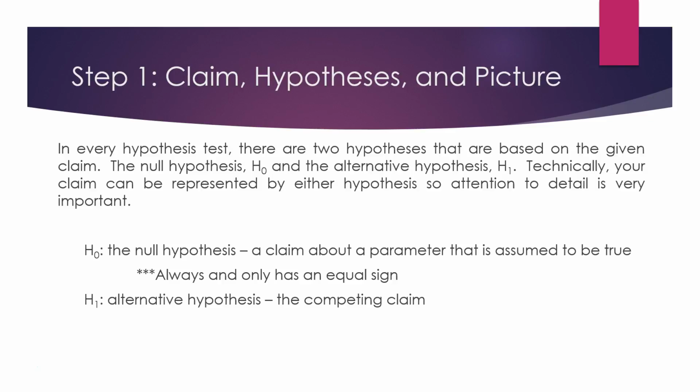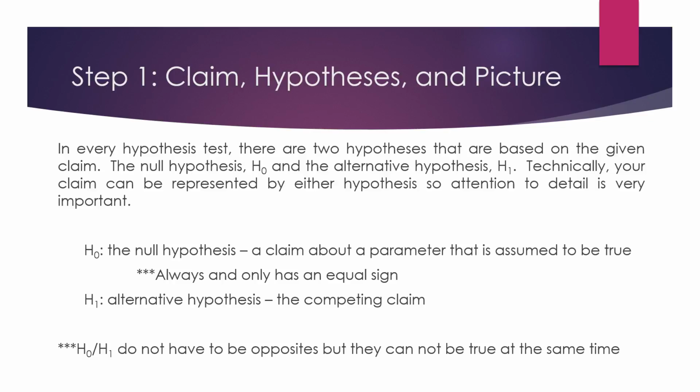Lastly, H1 is the alternative hypothesis, and this is the competing claim. These two do not have to be opposites, but they cannot be true at the same time. So this is really important. This, I think, upsets people sometimes because H0 will always have an equal sign, but H1 can have a greater than or less than or a not equal to. So it may not cover every single number possible, but they just can't be true at the same time. They can have absolutely no overlap.